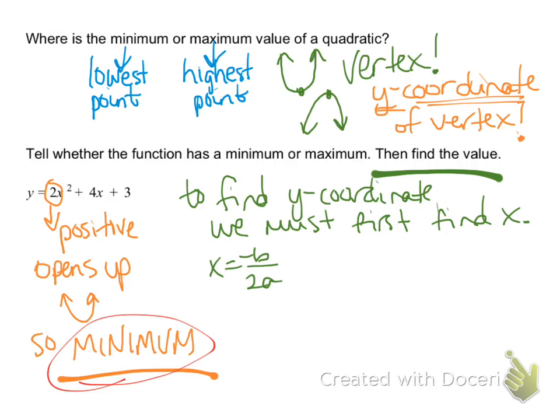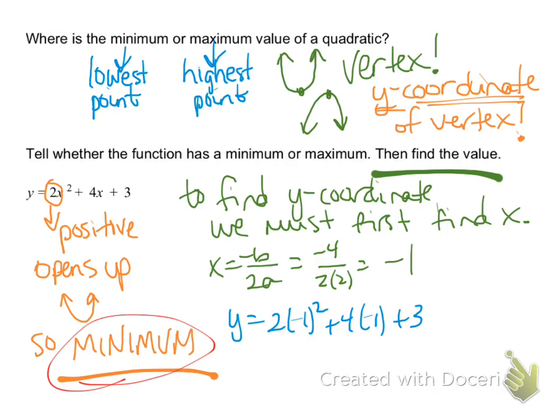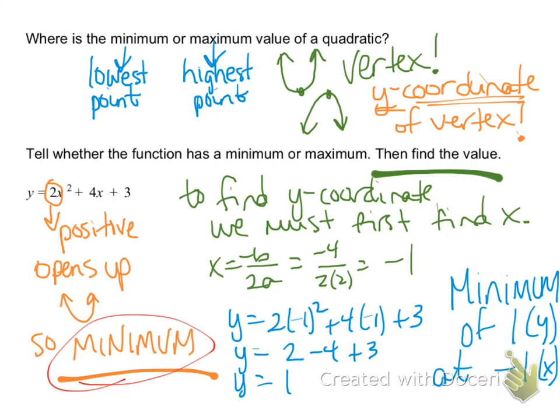So when I go ahead and do this, I get the x is negative 1. Plugging that value into the function, doing the order of operations, I find that I get y is 1. So it's going to have a minimum value, because I determined that previously, of 1, the y-coordinate, at negative 1, the x-coordinate. And that would be my answer.